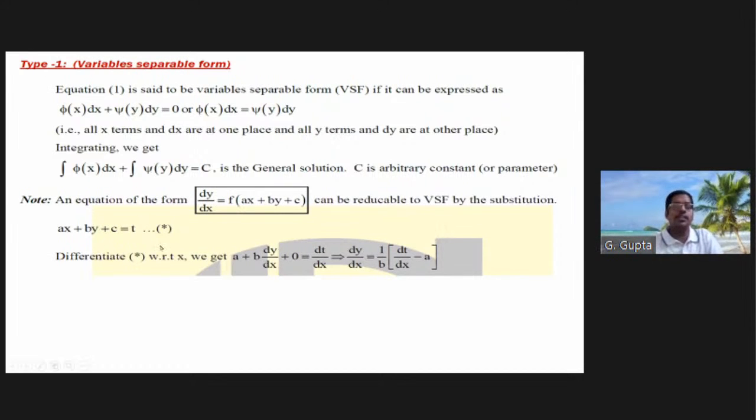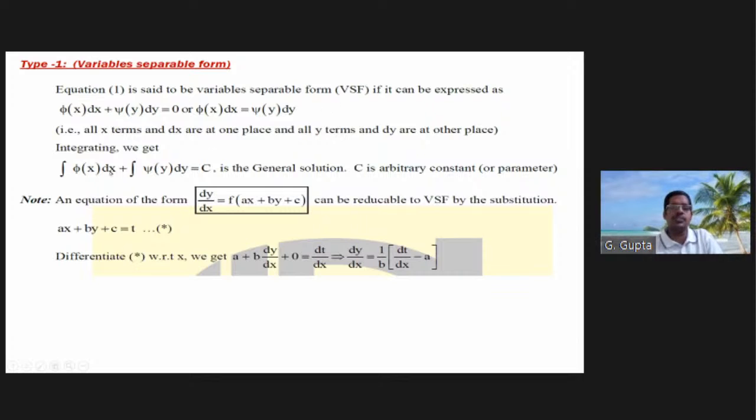Now, mathematically or in notation: all x terms are denoted by phi of x multiplied with dx, all y terms are denoted by psi of y multiplied with dy, is equal to 0. So they are at the first position and second position on the left side, and the right side is 0. Some people write all x terms on the left side and all y terms on the right side. So this is called variable separable.